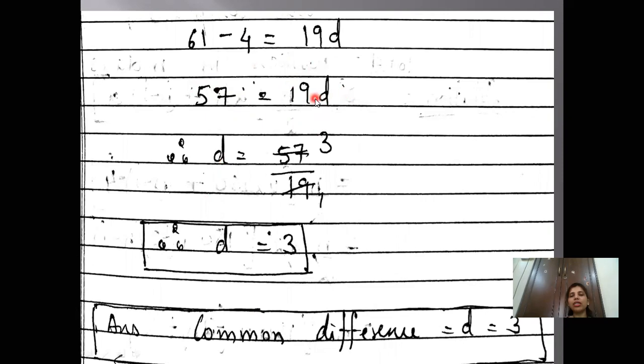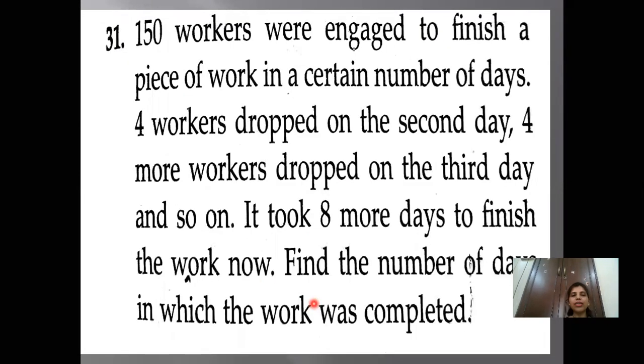And you want to find the value of d, so you'll divide 57 by 19, so you get the value of d as 3. So that is how you got the answer. Common difference is equal to 3. Now we go to the next question.